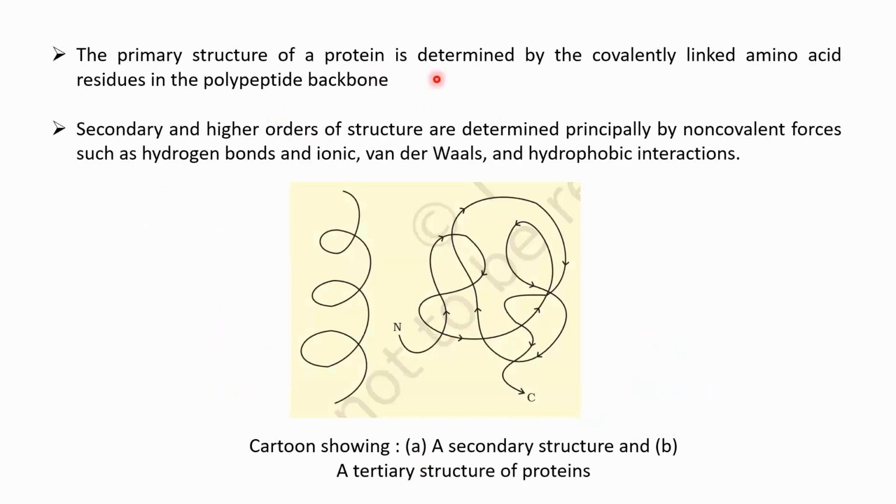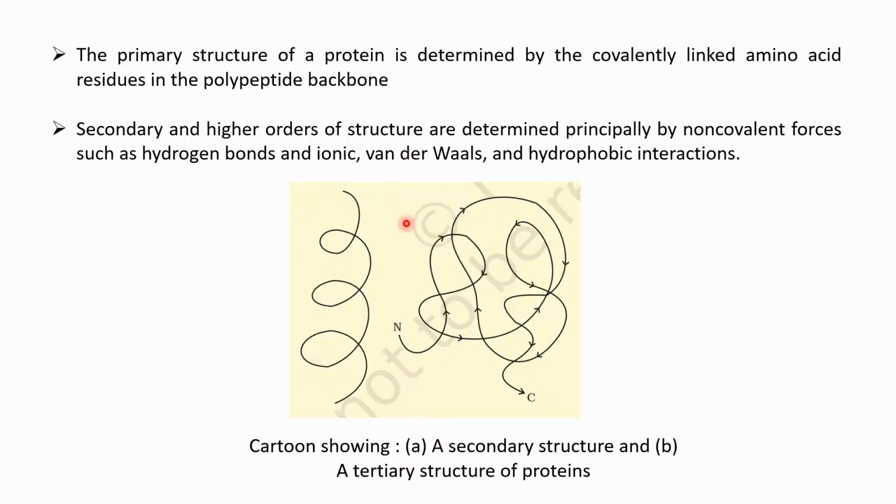The primary structure of a protein, as I mentioned, is just the polypeptide chain structure, determined by the covalently linked amino acid residues in the polypeptide backbone. So only the peptide bond is present if I talk about the primary structure of the protein. But the higher orders, like secondary, tertiary or quaternary structures, are determined principally by non-covalent forces such as hydrogen bonds, as we see in alpha helices or beta pleated sheets, or they may be governed by ionic bonds, van der Waals interactions, or hydrophobic interactions.